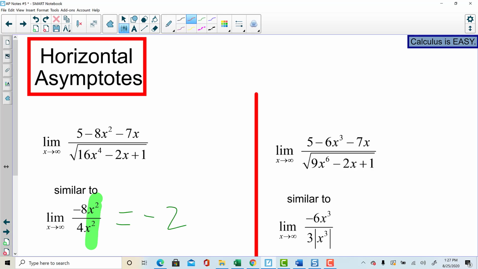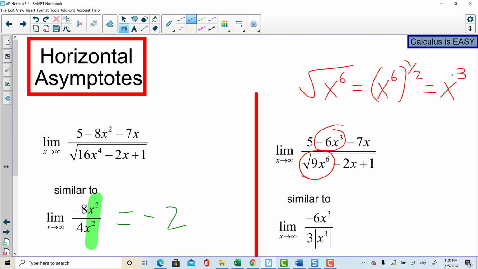Okay, on the other side we have a similar example. Biggest thing on top is minus 6x to the third. Biggest thing on the bottom is square root of 9x to the 6th. Square root of 9 is 3. The square root of x to the 6th is kind of like x to the 6th to the power of 1/2. Now in this situation, you do get x to the third, but you're only allowed to do this assuming that you get positive answers for your x.